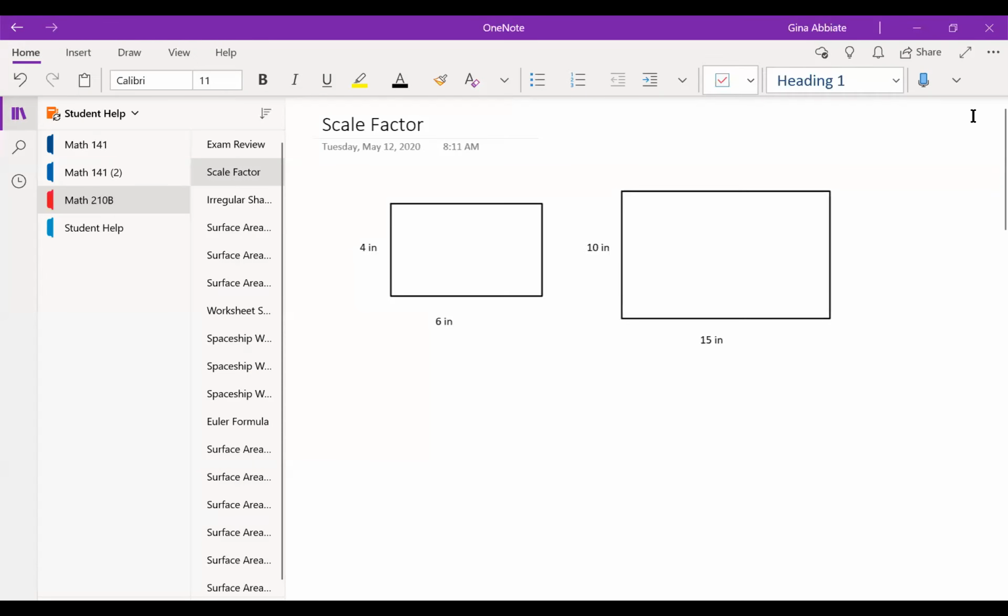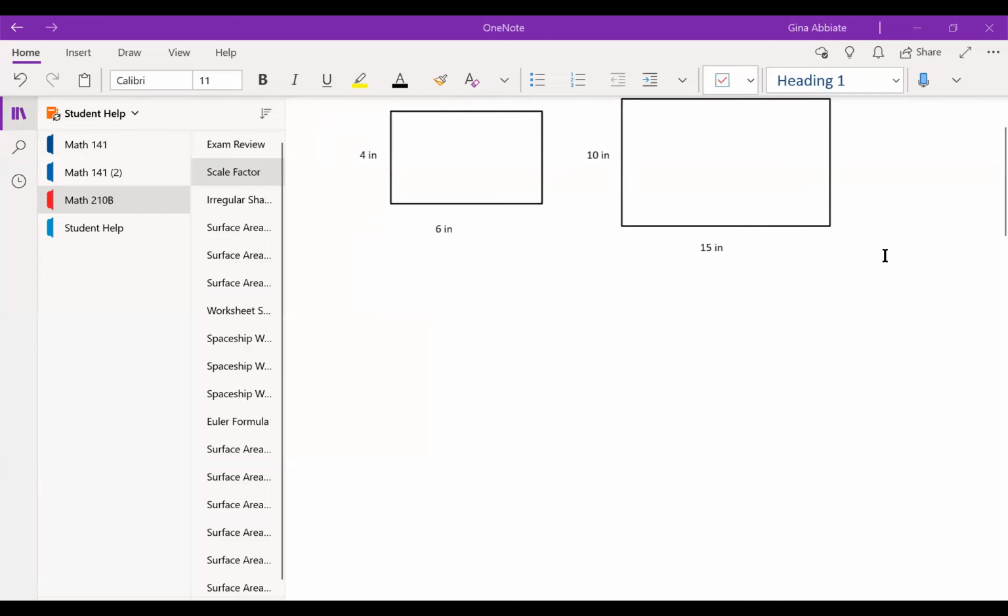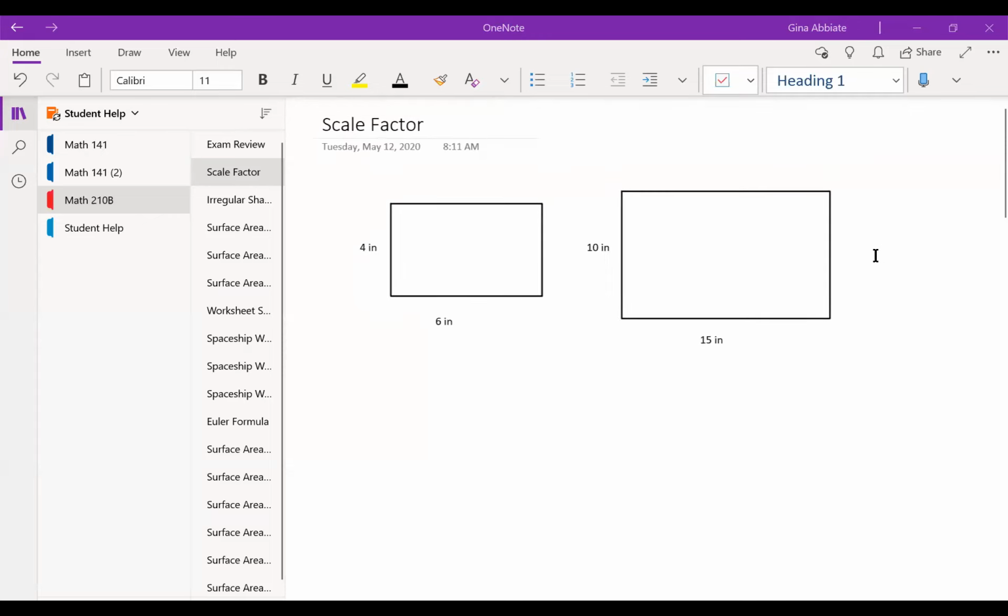Hi, students. This is Professor Gina, and I am going to make a short video showing you about scale factor. Scale factor is a number that we would multiply to get from a smaller version of a shape to a larger version, or vice versa.